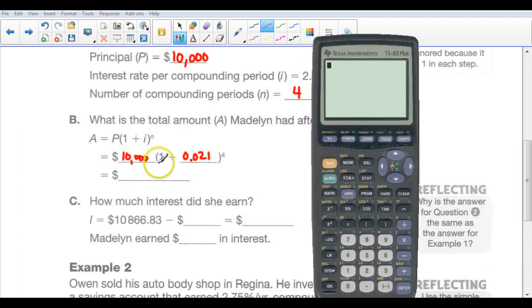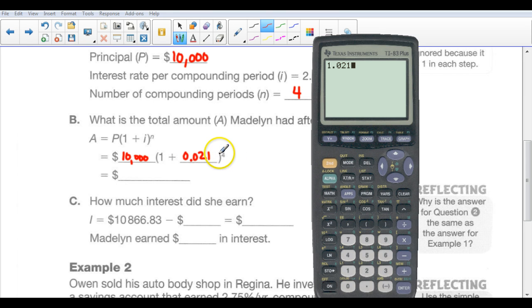We have to follow order of operations. We have to do brackets first. So we have 10,000 times bracket 1 plus 0.021 bracket all to the exponent of 4. We're going to do what's in the brackets first. This is absolutely important. If you forget this step, you'll get a wrong answer. So 1 plus 0.021 is equal to 1.021.